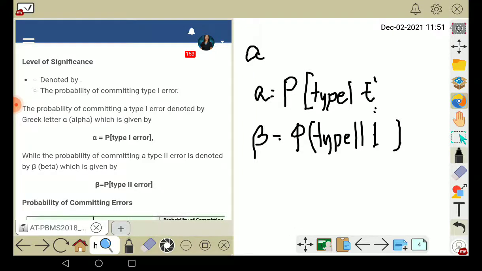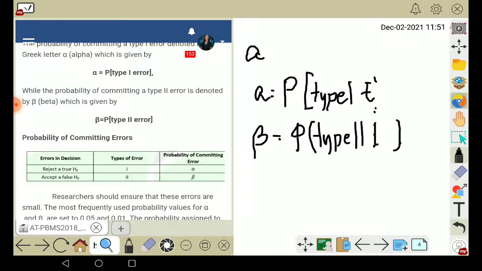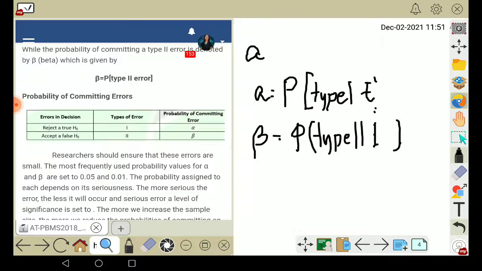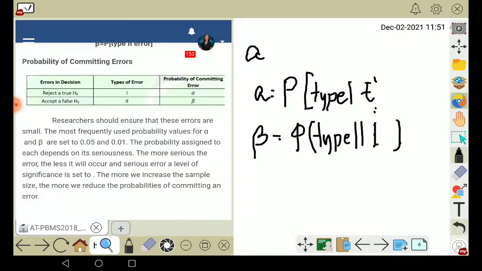So the probability of committing errors depends on this table. Rejecting a true null hypothesis is the type 1 error, and the probability of committing type 1 error is given by the symbol alpha. Accepting a false hypothesis is the type 2 error, and the probability of committing it is denoted by beta. Researchers should ensure that these errors are small. The most frequently used probability value for alpha is 0.05, which is your level of significance.